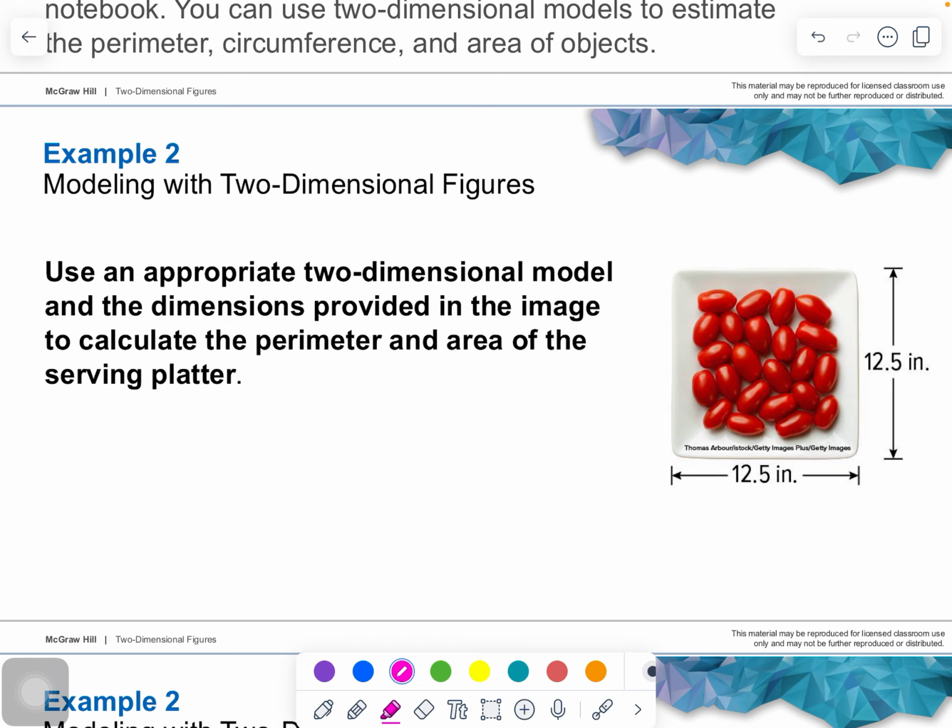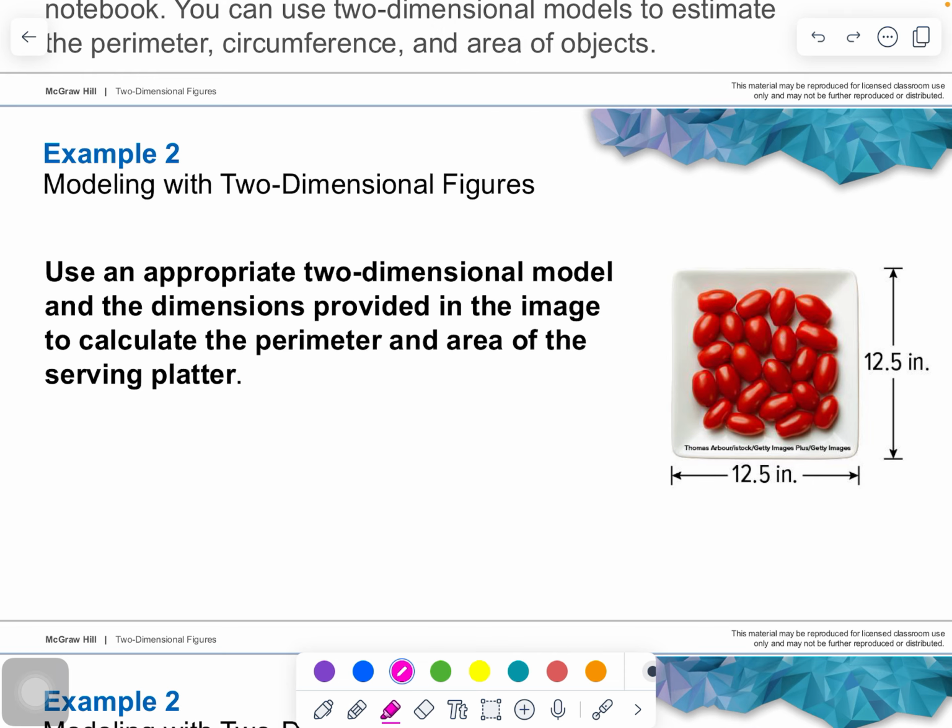Okay, so we'll show you an example here. Use the appropriate two-dimensional model and the dimensions provided in the image to calculate the perimeter and area of the serving platter. Okay, so we want to know if we've got this platter right here with these beans on it, we know these dimensions, what is the perimeter and area of the serving platter? Now the platter does have dimension to it. You can see that it's got kind of a crevice that goes down into there so that the beans don't just roll right off. So it has a third dimension to it. But we're going to stick in the two dimensions, okay?